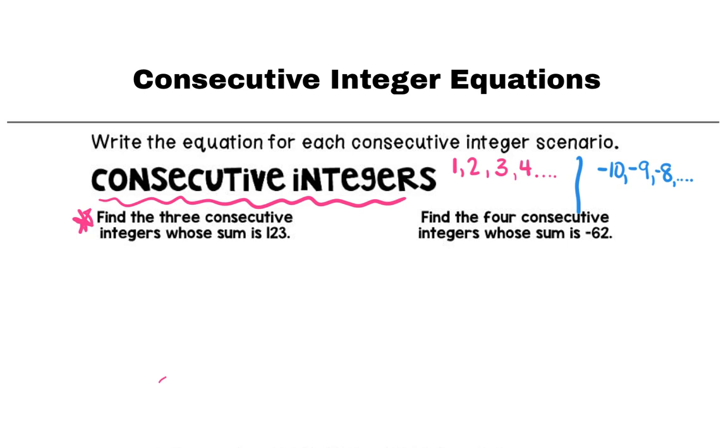We're going to start with our let statement, so we're going to let x equal our first integer. For the second integer, just as an example here, let's say 1 was our first integer. Our second consecutive integer, to get from 1 to 2, you'll notice that we're adding 1 to that. So we're going to let x plus 1 equal our second integer.